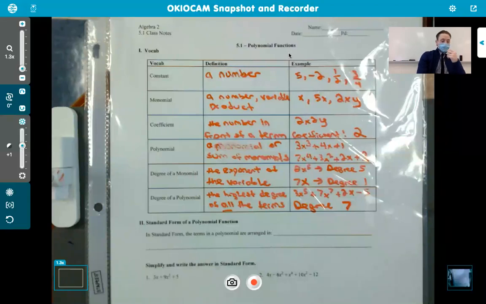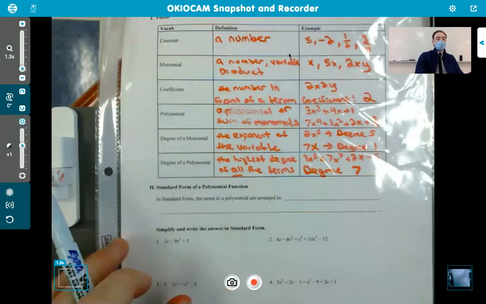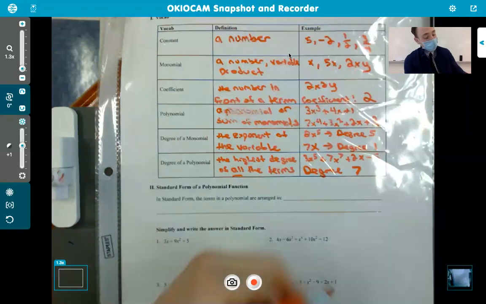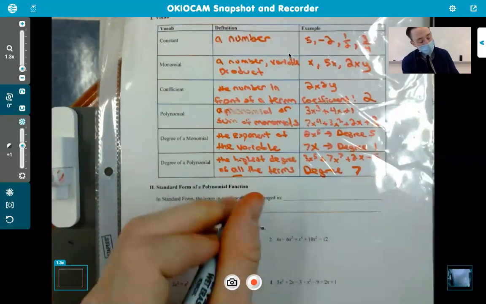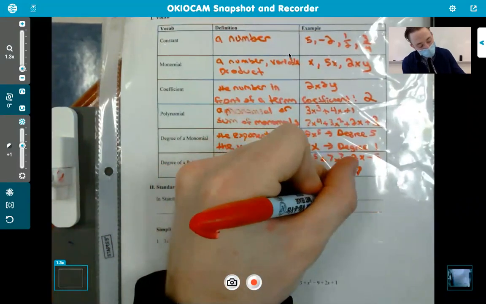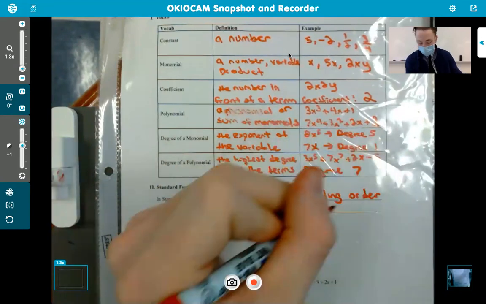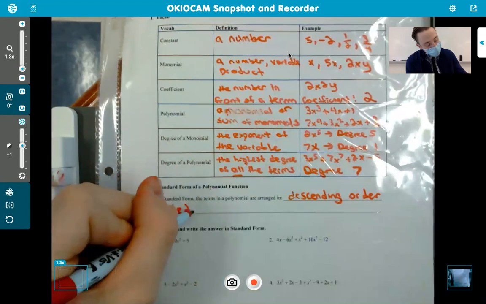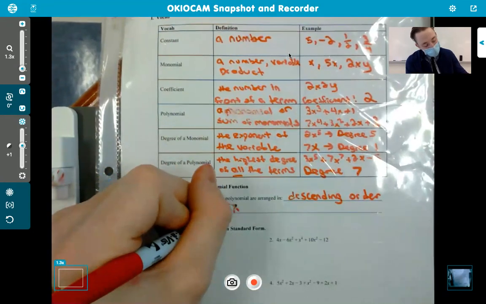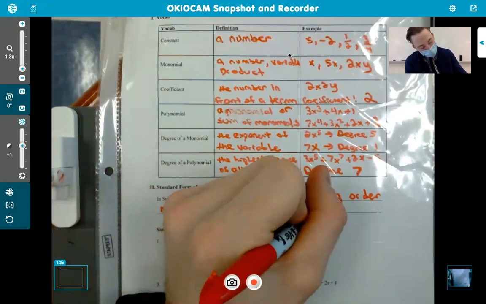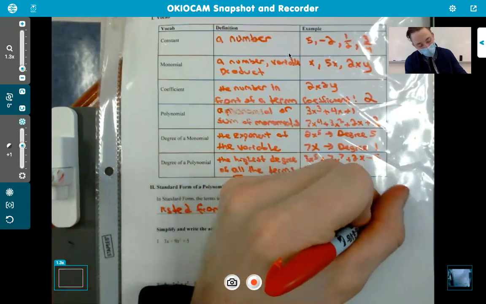Okay. We want to be able to write polynomials in what's called standard form. And we've kind of already done this with a lot of our answers when we were simplifying and going through our operations. But standard form essentially is all the terms of a polynomial arranged in descending order. Listed from highest exponent to lowest exponent.